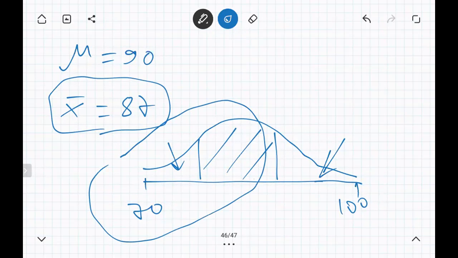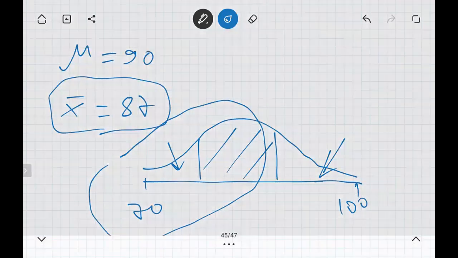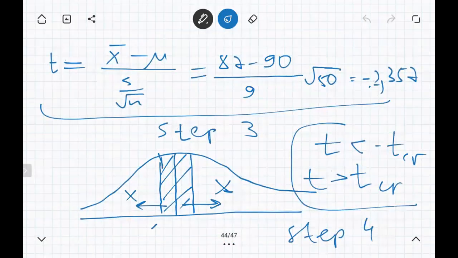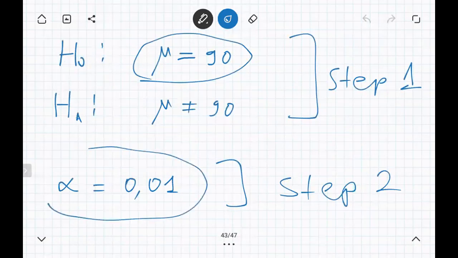However, still, there is a possibility that we are making a mistake, that there is a real change. And we can say that the chance of that is only 1%.